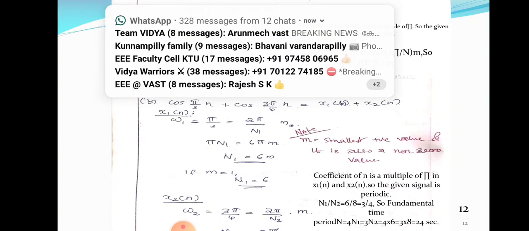So what is the condition for the periodic property of discrete time signals? Coefficient of n should be a multiple of pi. In x1 of n and x2 of n, coefficient of n will be the multiple of pi. Therefore the given discrete time signal is a periodic signal. So that is very clear. So in the case of continuous time signal, we need to check t1 by t2 should be an integer. In the case of discrete time signal, n1 by n2 need not be an integer. So we need to check in the beginning of the problem itself whether the coefficient of n is a multiple of pi. In both cases, in x1 of n and x2 of n, the coefficient of n is a multiple of pi. Therefore the given signal is periodic.